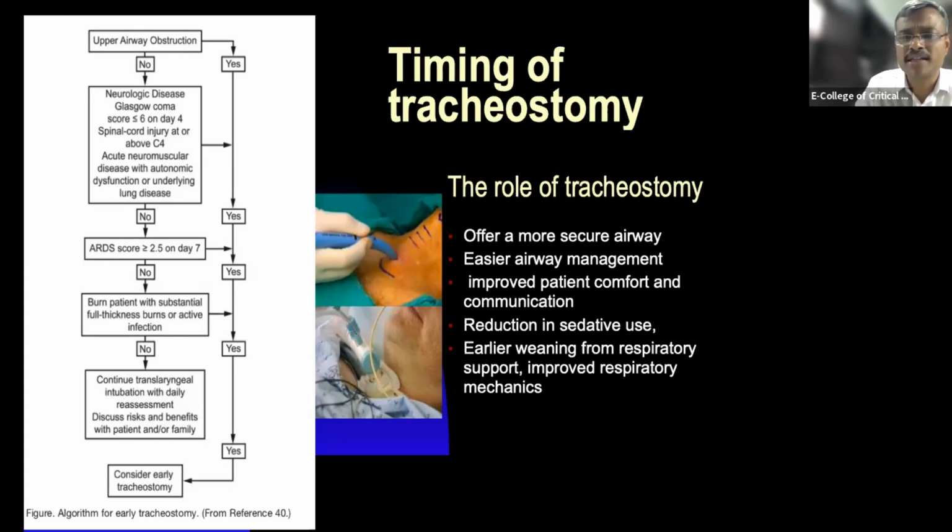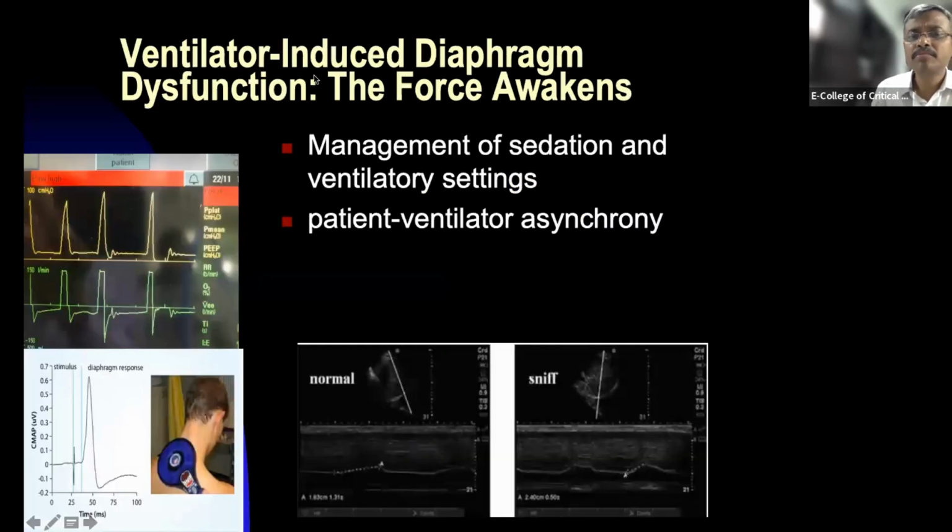Don't worry about 7 days, 5 days, 3 days. In a medical patient, like a pneumonia patient, wait for up to 7 days, optimize fluids, optimize neuromuscular weakness, then we can go for tracheostomy. That is the important point I want to tell.